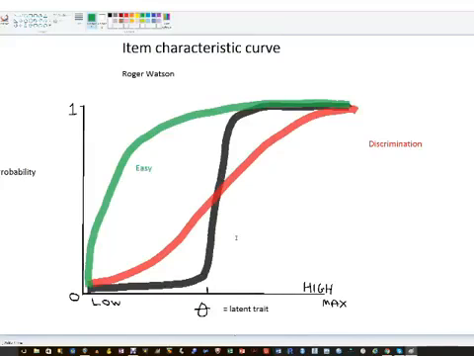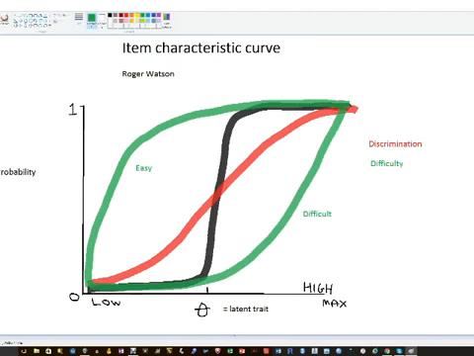Next, what do you think a difficult item would look like? Well, you probably guessed that it would be the converse, and I've labelled that here in green. This item here is a difficult item because it can only begin to score high by people who are high in the latent trait. So I've demonstrated in red the different ways in which item characteristic curves can discriminate, and in green how they can be easy or difficult, and therefore demonstrate the phenomenon of difficulty.